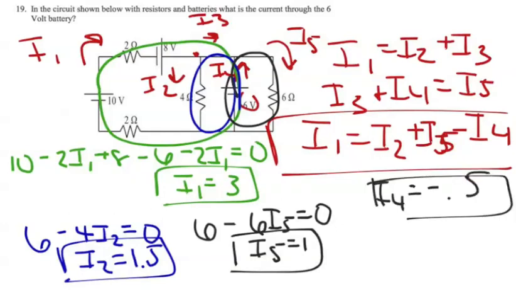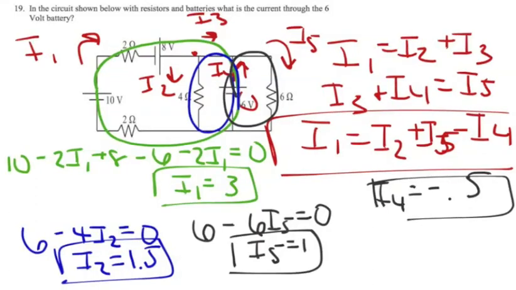Now we got a negative answer, so this means that what we chose for our initial guess for I4 is backwards. So I4 is actually going to flow downwards. I4 is actually 0.5 amps down.